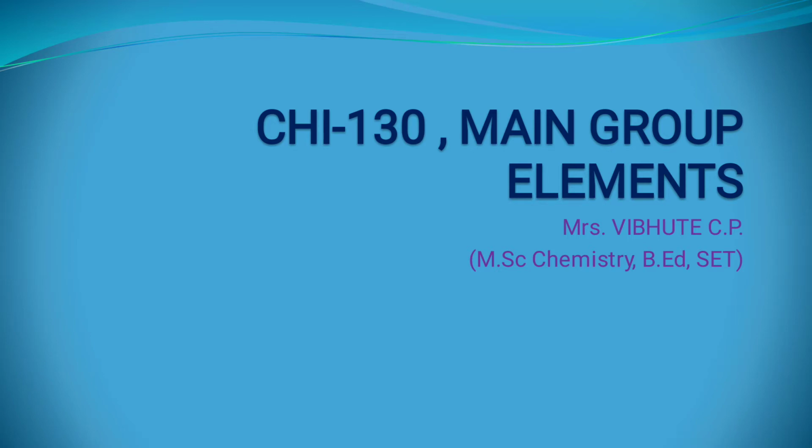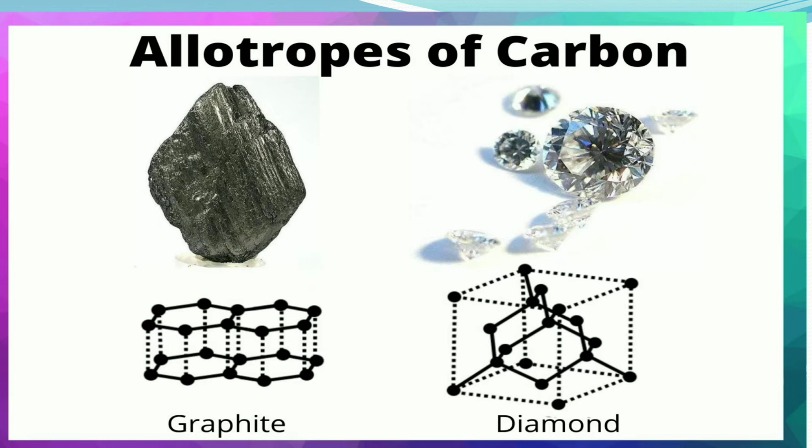Here today we are going to start the allotropes of carbon. Already we learned the boron family and the hydrogen and alkali metals. So let's start with today's topic, that is allotropes of carbon.